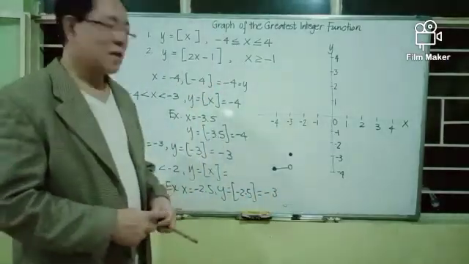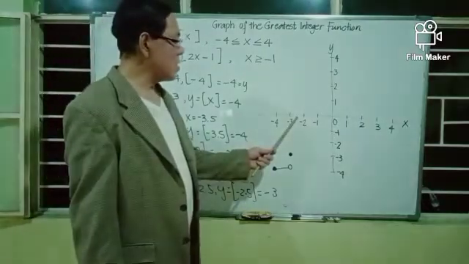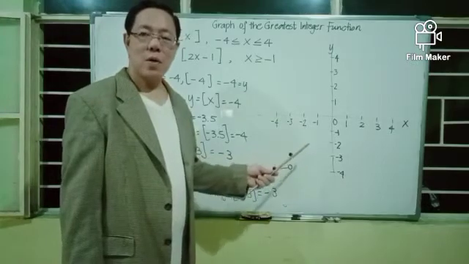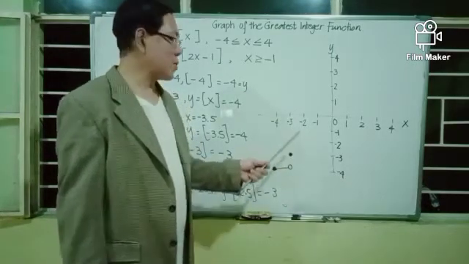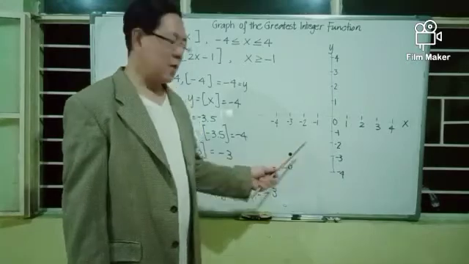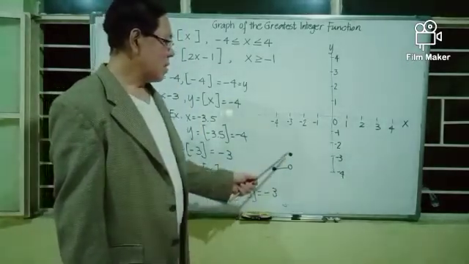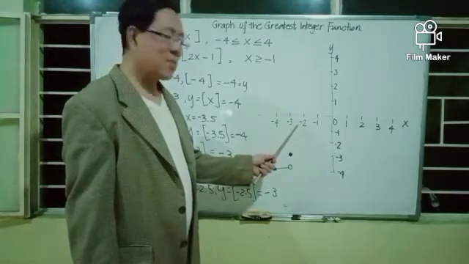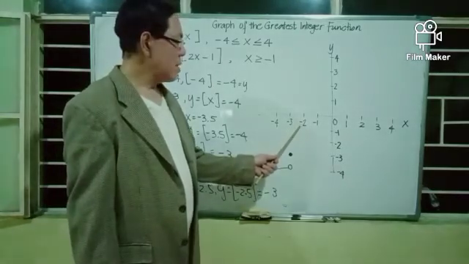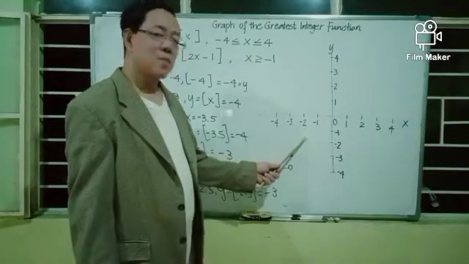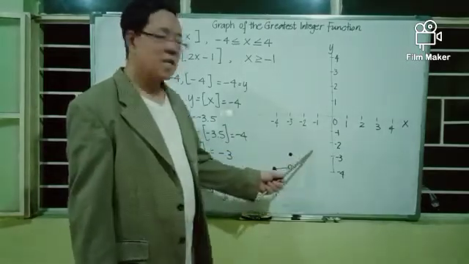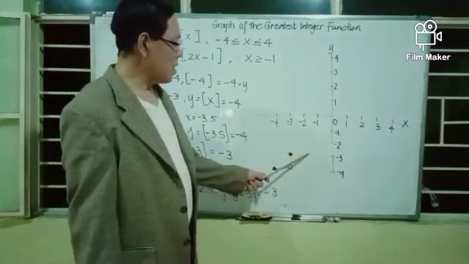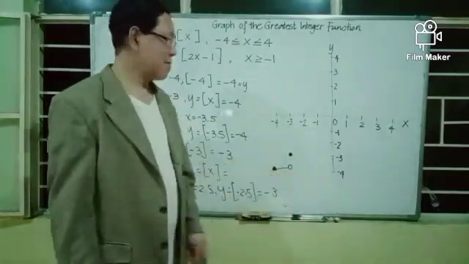Thus, if you take any real number greater than negative 3 but less than negative 2, the floor, or the value of y, is negative 3. Negative 2.99, negative 2.75, negative 2.5, up to negative 2.0001. The value of y is negative 3.